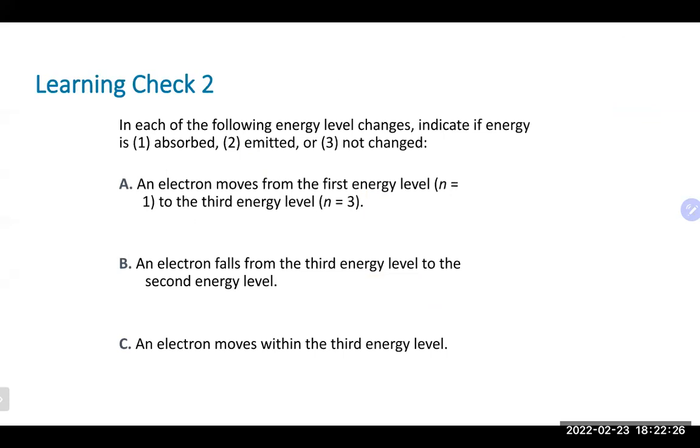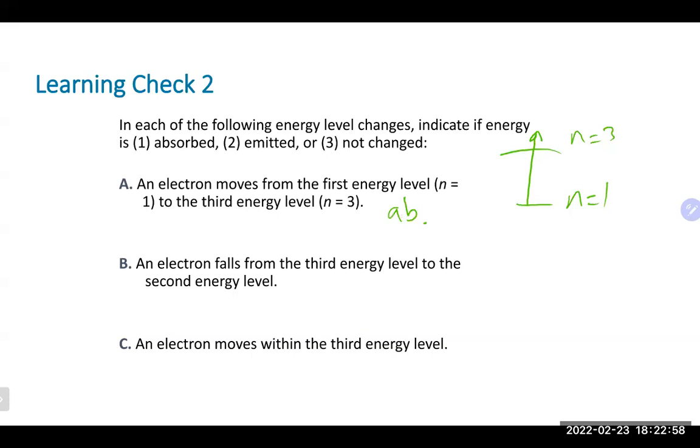All right, so in each of the following energy level changes, indicate if energy is absorbed, emitted, or not changed. So let's talk about these. An electron moves from the first energy level, which is n equals 1, to n equals 3. So we're starting over here, ending up here, our electron. Does it have to absorb or give off energy in this case? It does have to absorb. So it should absorb energy to allow it to get up there.